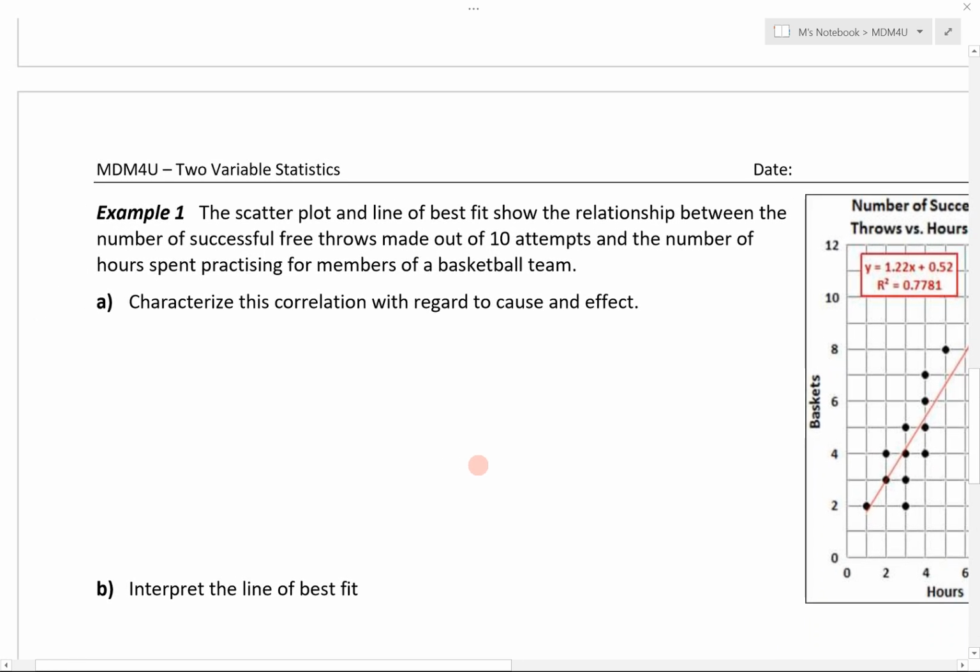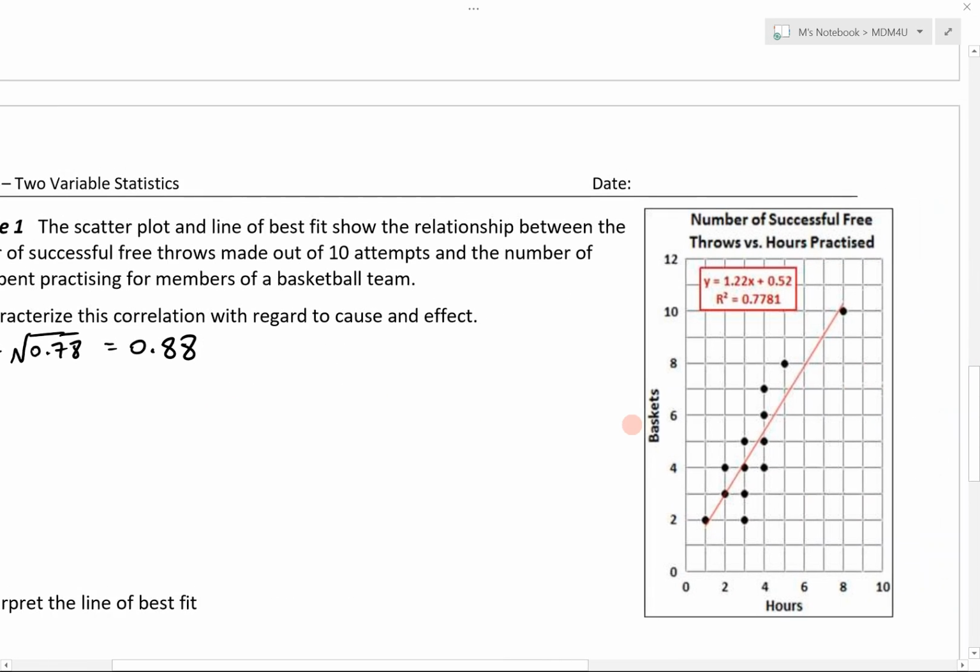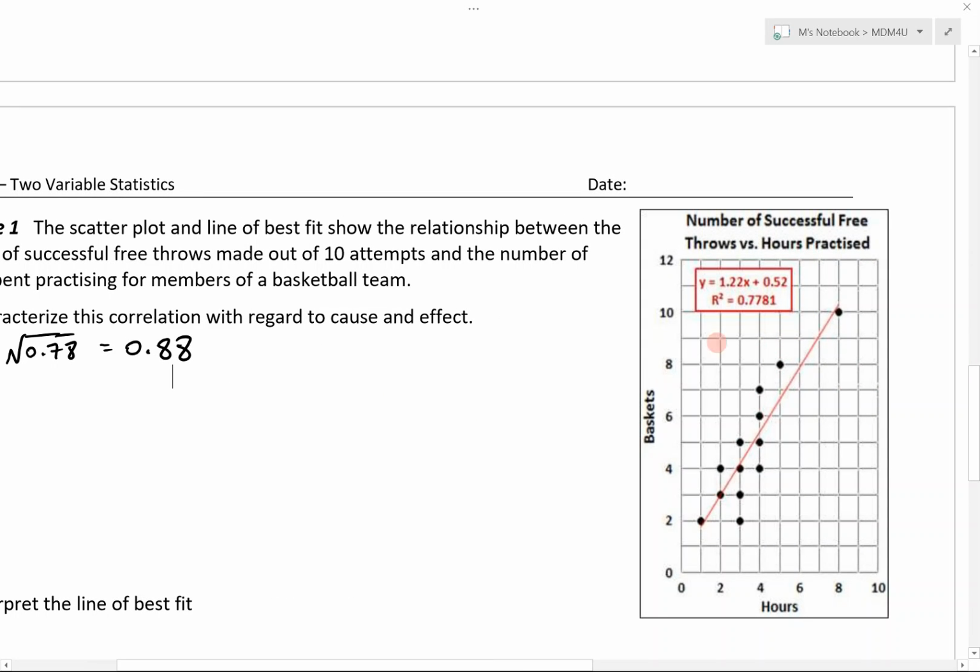And to find r, we simply take the square root of r squared, so the square root of 0.78, and that would be 0.88. It's a fairly strong correlation. So we say it's a positive. It's positive because the line is going up and to the right, and it's a strong correlation.